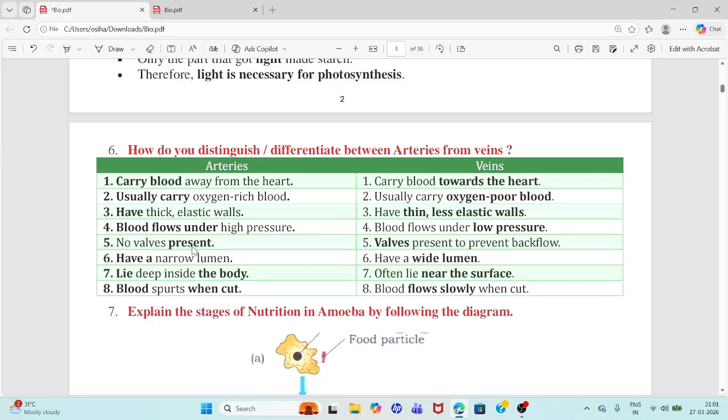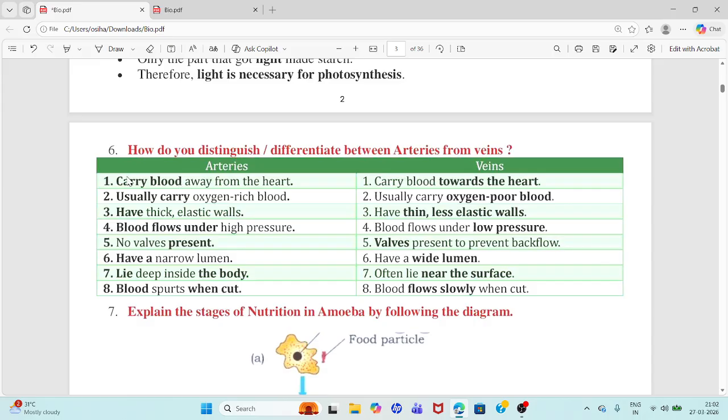In arteries, no valves are present. In veins, valves are present to prevent backflow. Arteries have a narrow lumen, veins have a wide lumen. Arteries lie deep inside the body, veins often lie near the surface. In arteries, blood spurts when cut. In veins, blood flows slowly when cut.